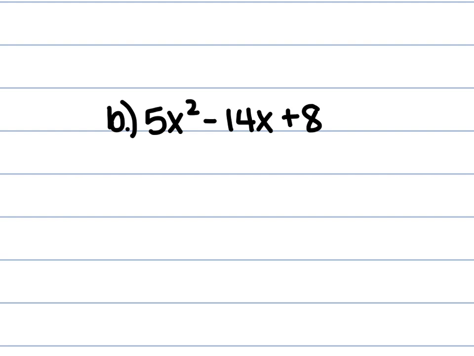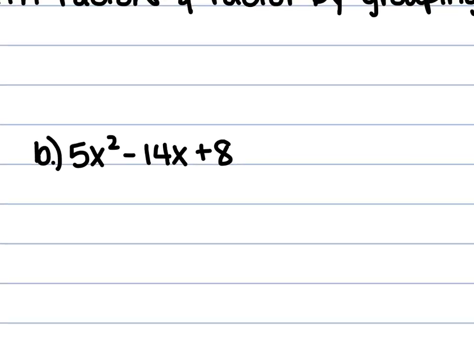For b, we have 5x squared minus 14x plus 8. So our a is 5, our c is 8. We're going to multiply the 5 and the 8 to get 40. We want to find the factors that equal negative 14. So remember, a positive times a positive is a positive. A negative times a negative is a positive. A negative plus a negative is a negative. So we want 2 negatives here.